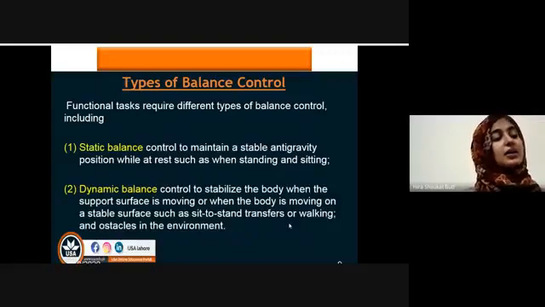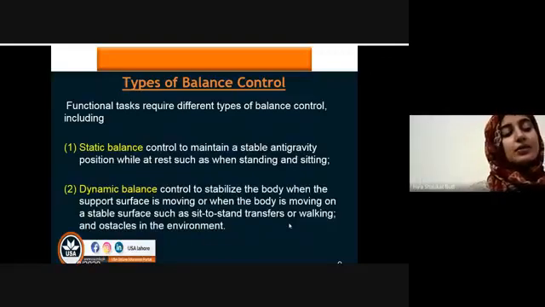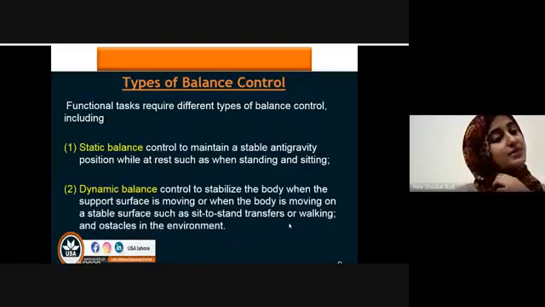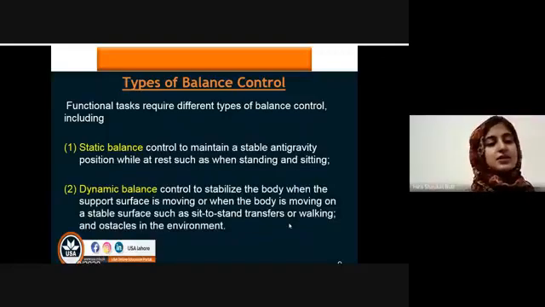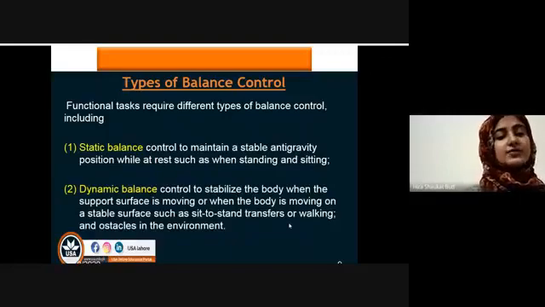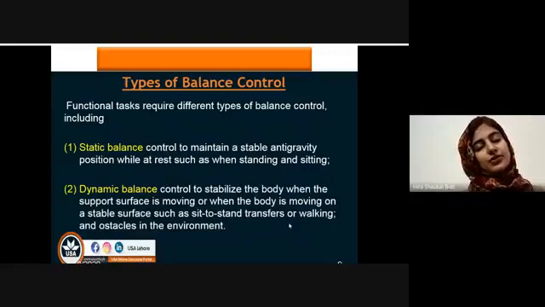Dynamic balance is the kind of body balance when you are switching your position. Dynamic balance control stabilizes the body when the support surface is moving, or when the body is moving on a stable surface, such as transitioning from sit to stand, standing and sitting again, transferring, walking, or crossing obstacles in the environment. So anything in which you are changing your position or have to go through some transition will be dynamic balance control.